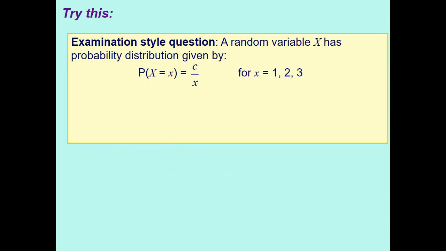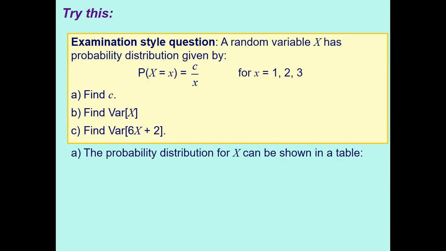As usual, try this part here, so it'd be worth giving this a go. We're given a probability distribution, this time in the form of a formula or a function, and we're given the possible values of x there on the right as 1, 2, 3. We're asked to find c, find the variance of x, and then find the variance of 6x plus 2. So you're going to need to start by drawing out a probability distribution and using that to work out c, and then you should be able to do B and C. So pause the video, have a go, and then see how you've got on.